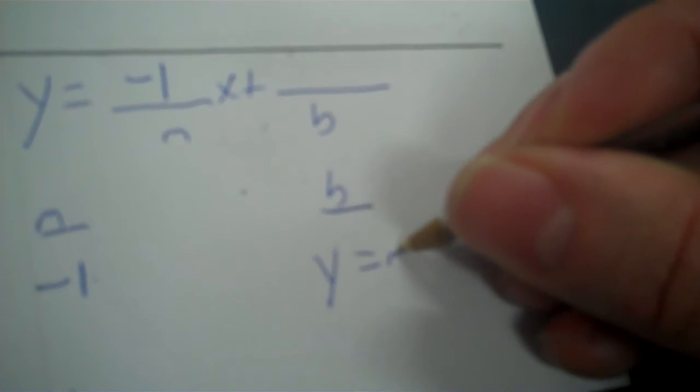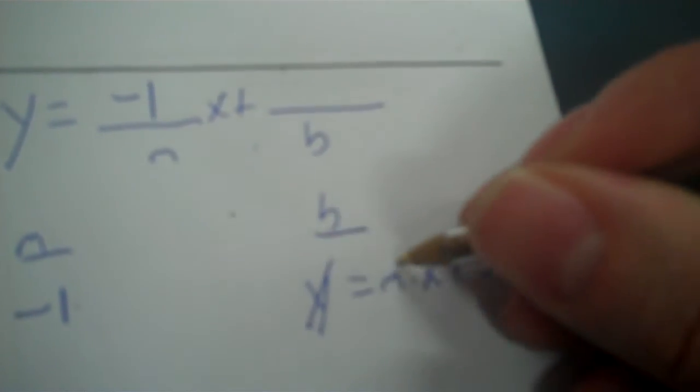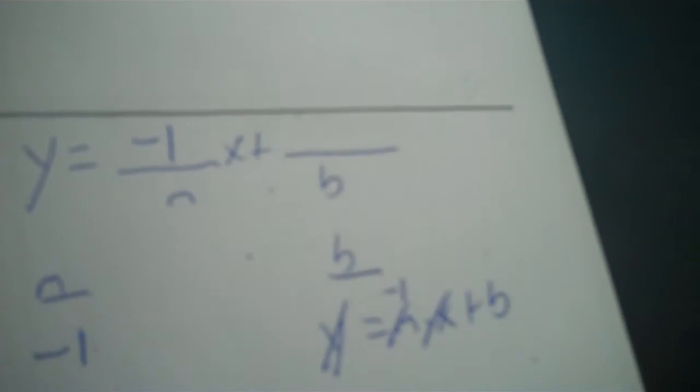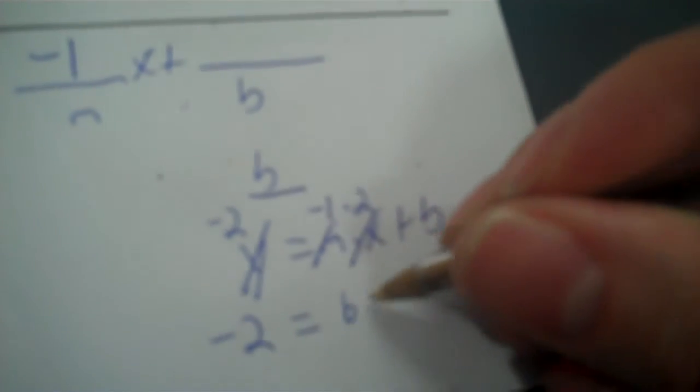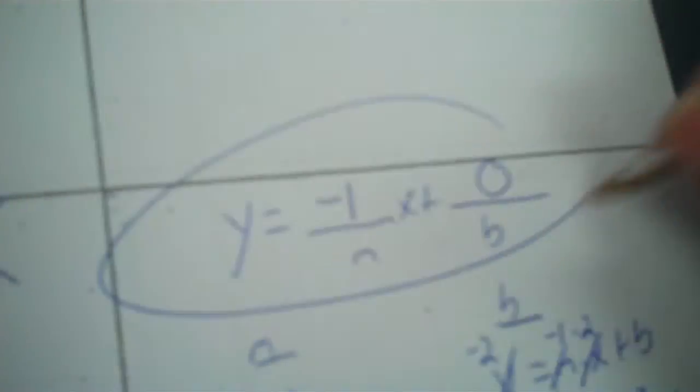So y equals M times x plus B. So the M is negative 1, and then negative 2 is y, and then positive 2 is x. So B plus negative 1 times 2 is negative 2. So then you add 2 to both sides. Negative 2 plus 2 is 0. I don't always get 0. It just happened that way so far. Okay, so if I graph this and this, we'd start this at negative 2, go down 1, right 1, and this would start at 0, go down 1, right 1. They would be parallel.